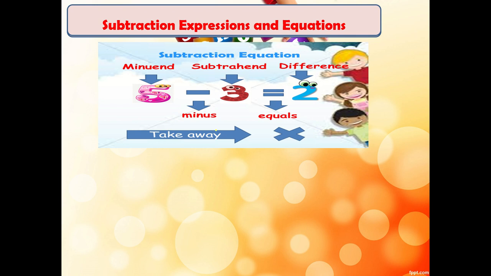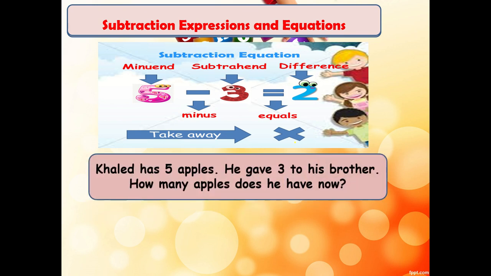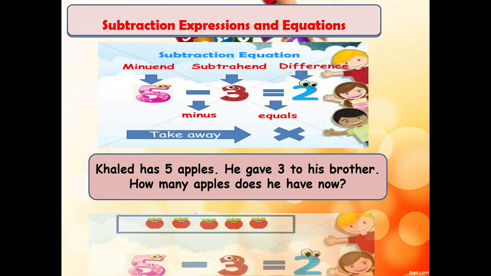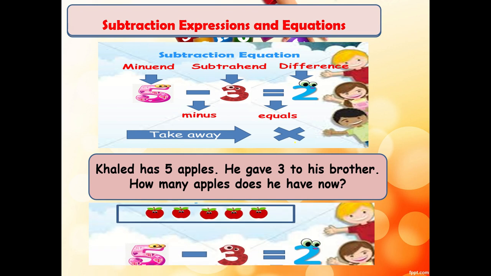When we say subtraction, we will take away a part of a number, or we will cross out. Now, let's see this example. Khaled has 5 apples. He gave 3 to his brother. How many apples does he have now? So, the given is 5 apples. Now, he gave 3 to his brother. So what will you do? Yes, you will subtract. So 5 minus 3.